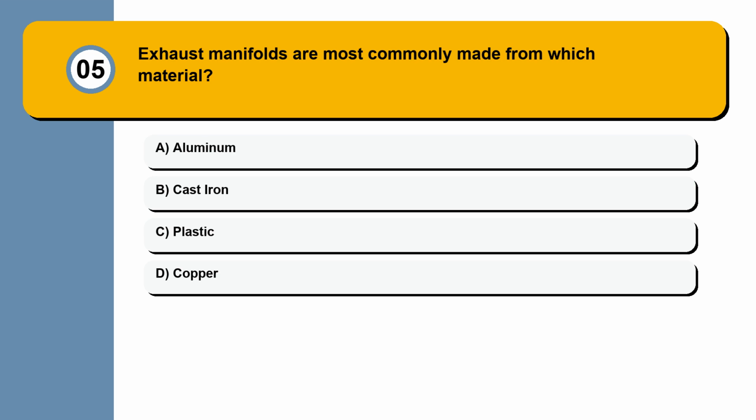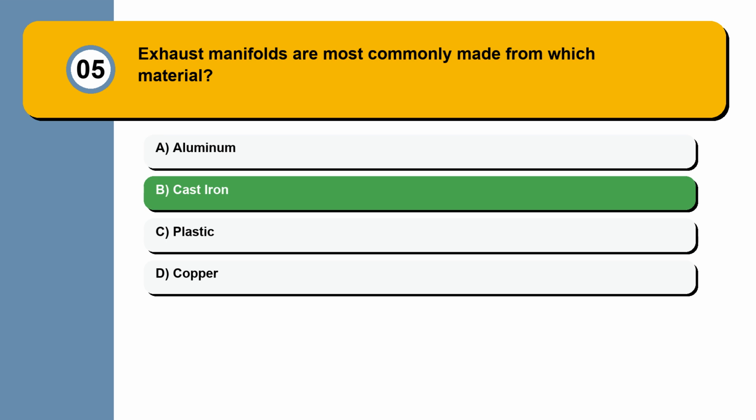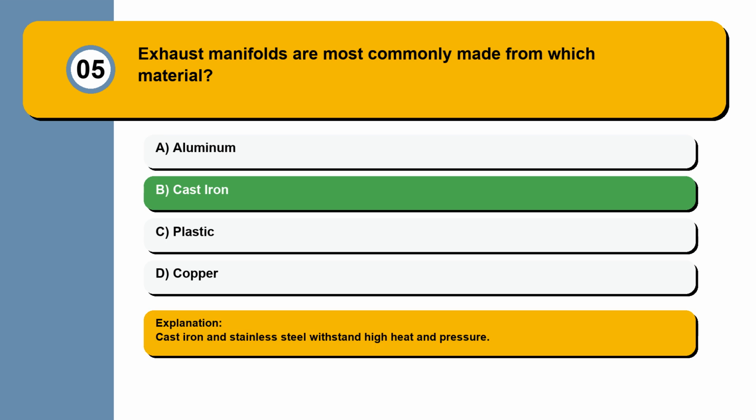Question 5. Exhaust manifolds are most commonly made from which material? Aluminum, cast iron, plastic, copper. Cast iron and stainless steel withstand high heat and pressure.